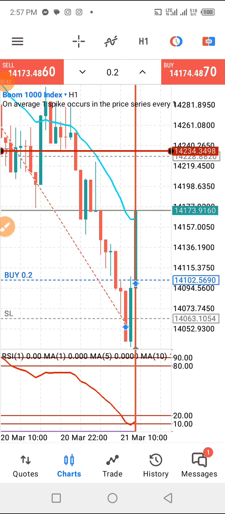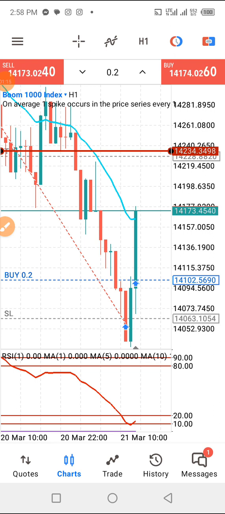Now the strategy is, we're going to be using the minimum of 15 minutes time frame as our signal for entry and for taking positions. Now let me delete these arrows, these vertical lines, so that I can explain clearly.